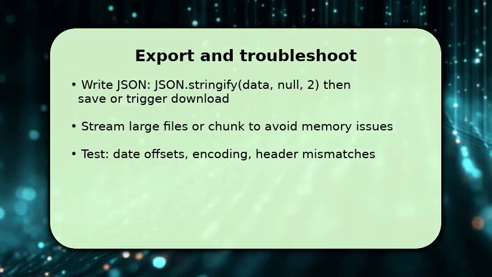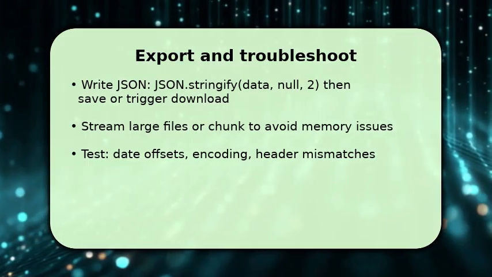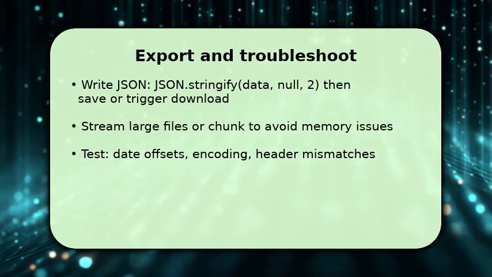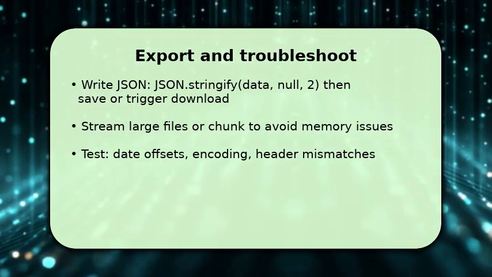If things go wrong, check common pitfalls. Excel date serials require conversion, headers may shift if empty first rows exist, and encoding or hidden columns can alter output. Fix by normalizing headers and parsing.